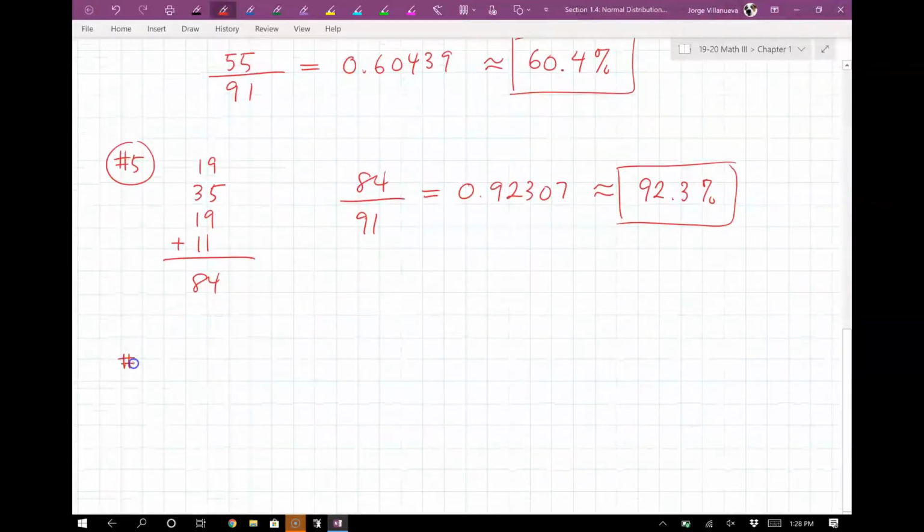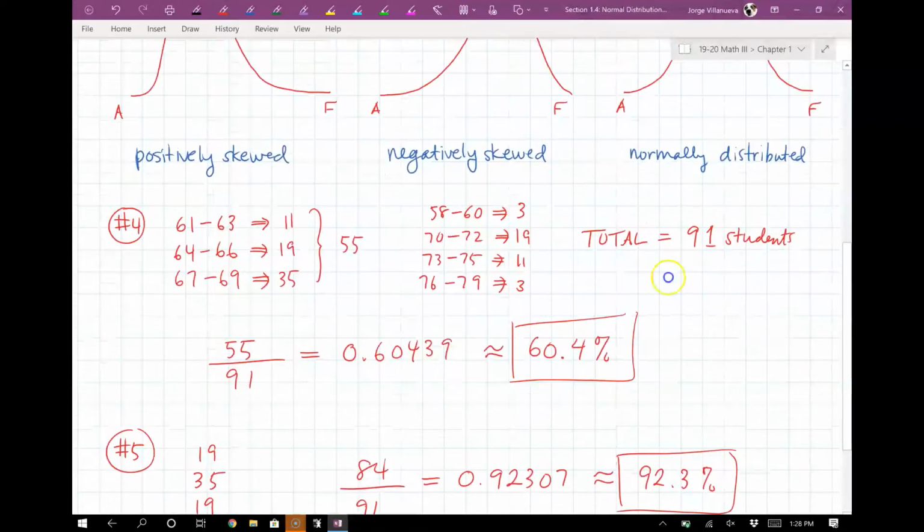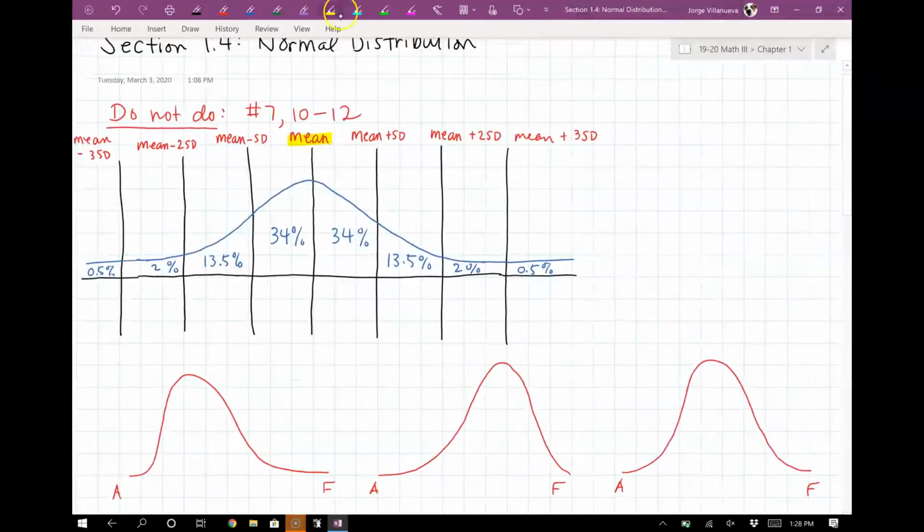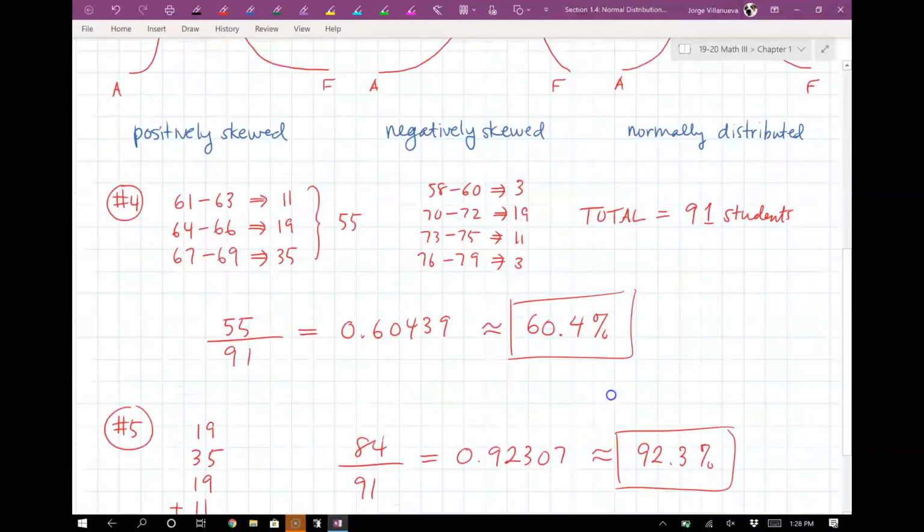so number 8. Yes, it's a word problem, but all we're going to do is sketch a normal curve. Now remember, in order to sketch a normal curve, I need to know my mean and my standard deviations, right? I just got to add or subtract those standard deviations over and over again. So I need to know my mean and my standard deviation. That's it. And then I can draw this thing.